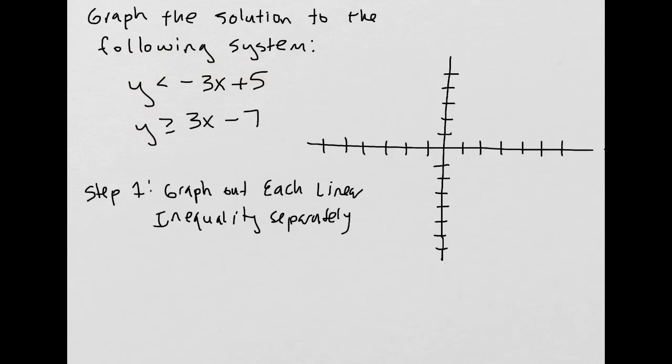So the way that we're going to do that basically comes down to graphing out each one of these linear inequalities separately. The way that we did that in the previous video is we started with the analogous equation. So the first one, we started by graphing out y equals negative 3x plus 5, and then shading the appropriate side. And then for the second one, which we're going to do in green, again we started by graphing out the solutions to y equals 3x minus 7, and then shading the appropriate side.